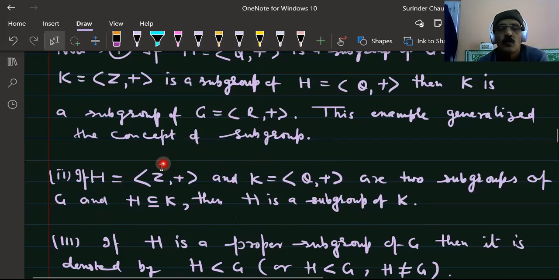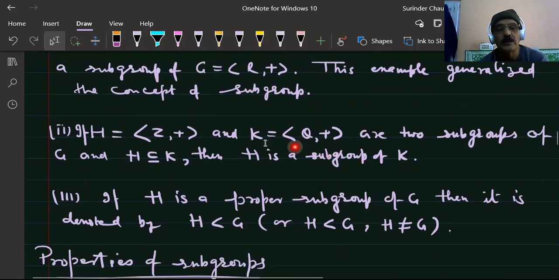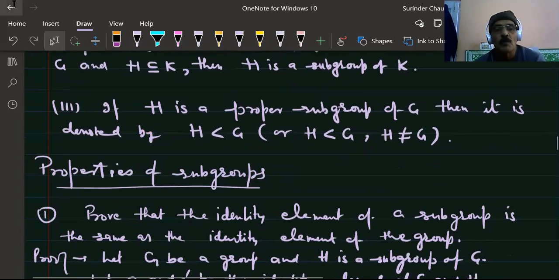For any subset to be a subgroup, it must be a non-empty set, and the binary composition must be the same. If H is a proper subgroup of G, then it is denoted by H is less than G. In this way, H is a proper subgroup means at least one element of G is not in H. Right? Now let's discuss the properties of subgroup.